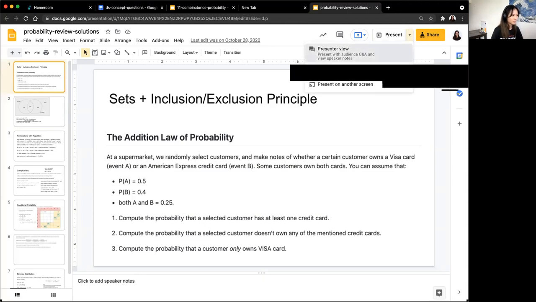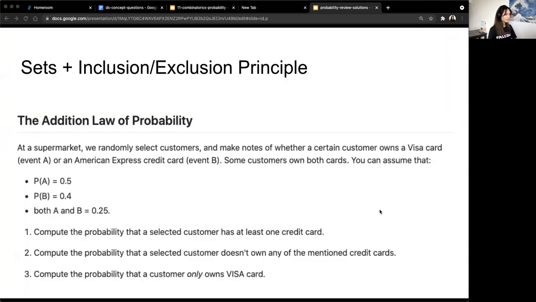Okay. So the question says, at a supermarket, we're randomly selecting customers and making note of whether they have Visas or Amexes. Some customers own both. So you can assume that the probability of someone having a Visa is 0.5, someone having an Amex is 0.4, and the probability of having both is 0.25.